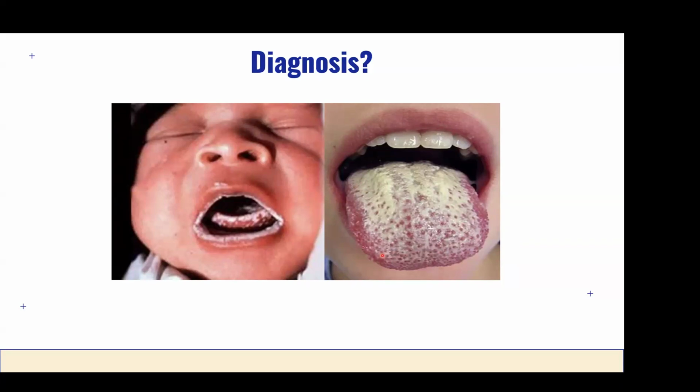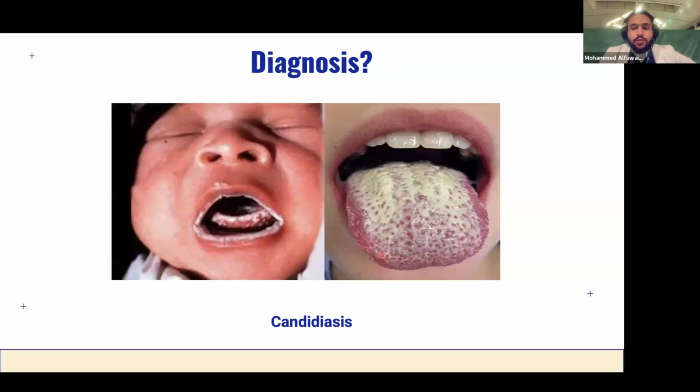Candida, but oral candidiasis or oral thrush. It's basically overgrowth of Candida in the oral cavity, usually because of steroids or immunocompromised patients. In this case, the most common cause is asthma patients who are taking inhaled steroids and don't use a spacer or don't wash their mouth after they use the inhaler. This is what causes the Candida infection.